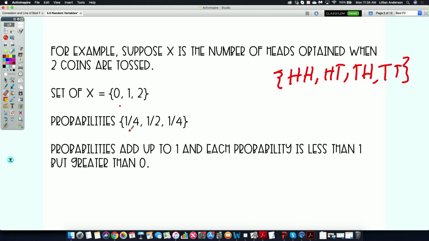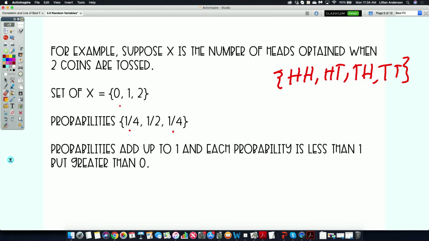No matter what, 1/4 plus 1/4 is what? Plus 1/2 is? Okay, so your probability distribution will always add up to equal 1. And each probability is either going to be less than 1 or greater than 0. That's the 3 properties broken down, okay? Questions?